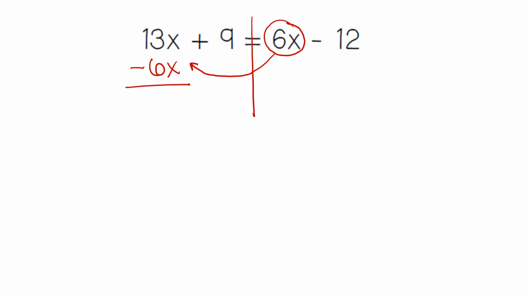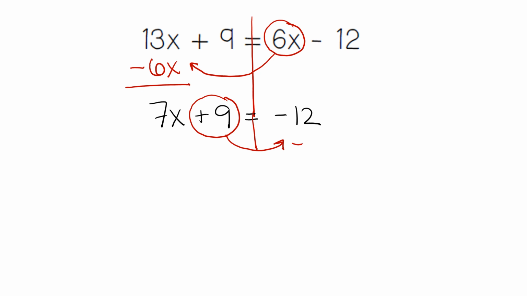13 minus 6 is going to give us a positive 7, so that's going to be a 7x. We bring down the plus 9 and the minus 12 because we did not use those pieces. Step 4 tells us to move all the whole numbers to the right-hand side. So we take our plus 9, we do the opposite, we do a minus 9. The 7x stays the same. Negative 12 minus 9 gives us a negative 21.